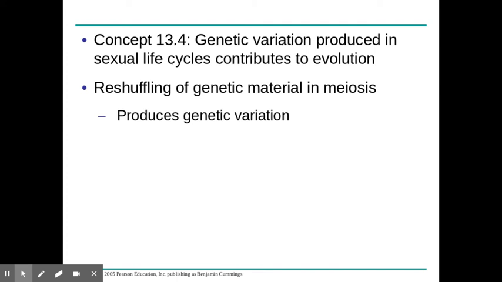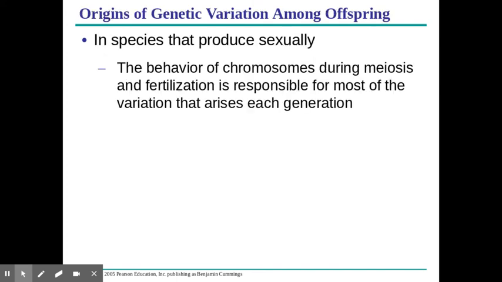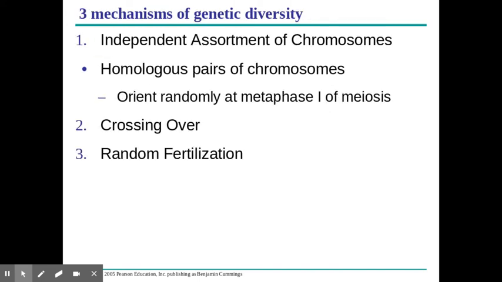Meiosis and fertilization produce further variation by producing offspring that is unique to anything that's been seen before, at least for the most part. In species that reproduce sexually, the behavior of the chromosomes is really what's creating this variation. We'll go into that right now.